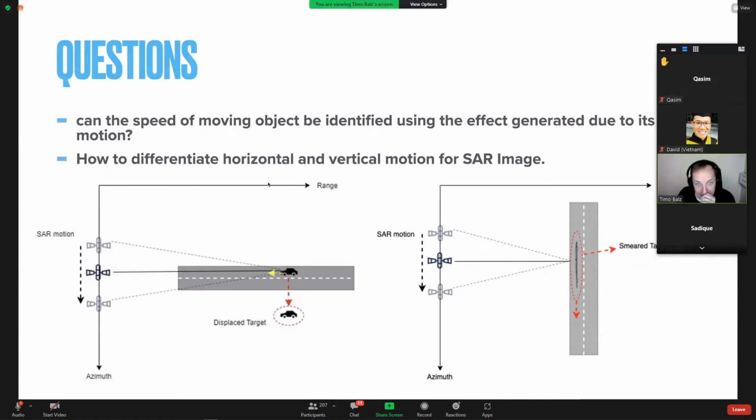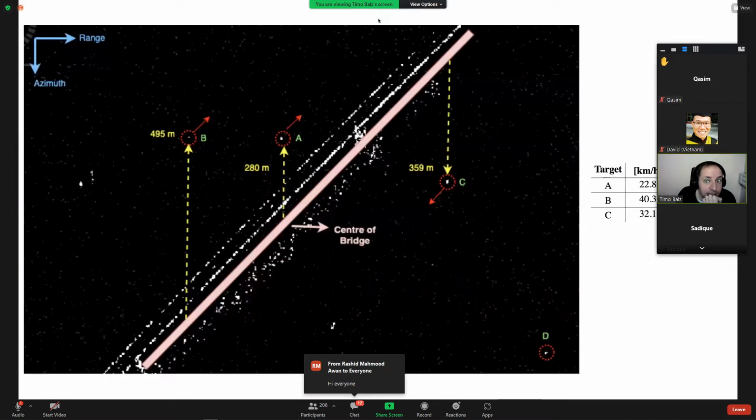Okay, but can we get the speed of them? That was the question. Also here the answer is yes. I'm happy you asked the question, so I can show the work of my student, who was working on exactly that topic. That's one bridge in Wuhan. So we were looking at cars moving over the bridge. So you try to identify these points next to the bridge, separate them from what's probably a ship, right?